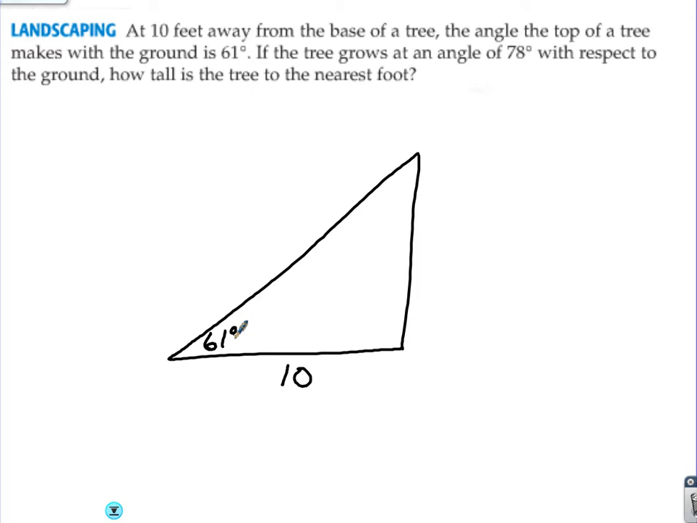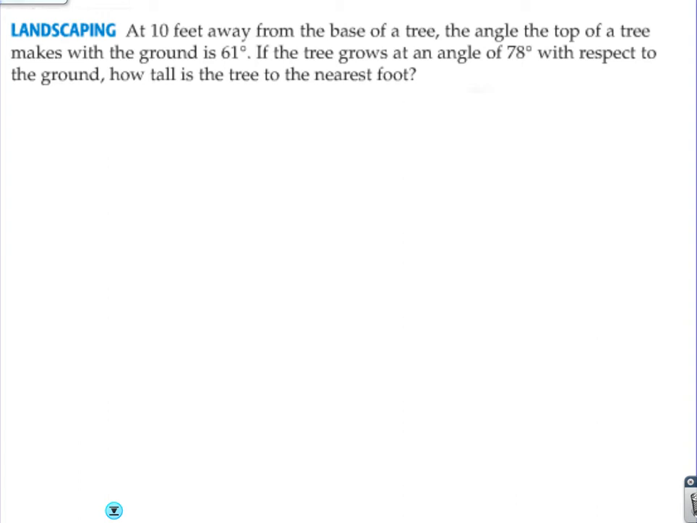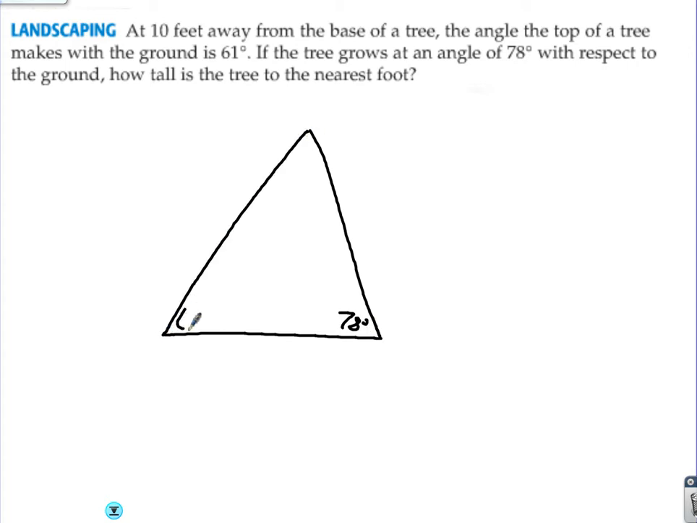Let me erase that and let's draw it right. I drew that tree perpendicular to the ground. It's not. The tree grows at an angle of 78 degrees with respect to the ground, so it's kind of growing like this. So that's a 78 degree angle. It's growing crooked. And you're standing right here, and the angle that it makes with the top of the tree is 61 degrees. And you're standing 10 feet away. And we want to know, how tall is the tree?